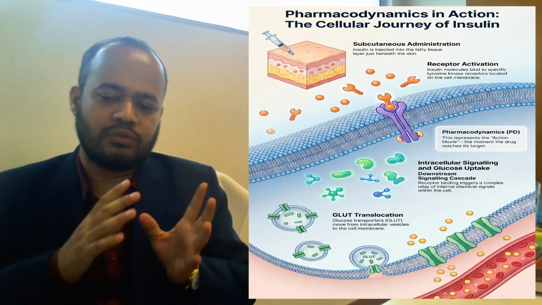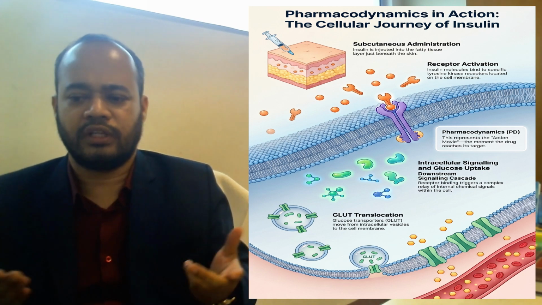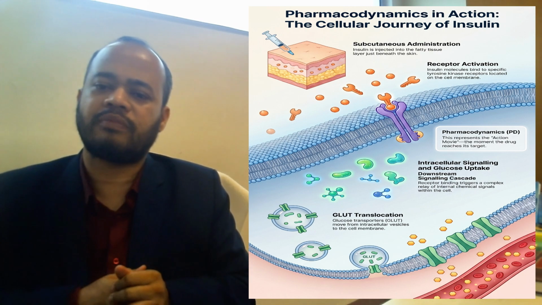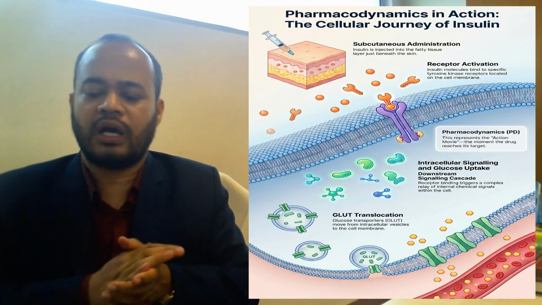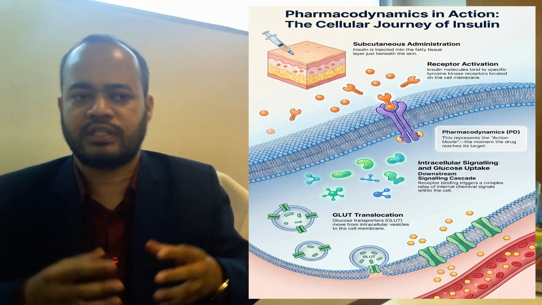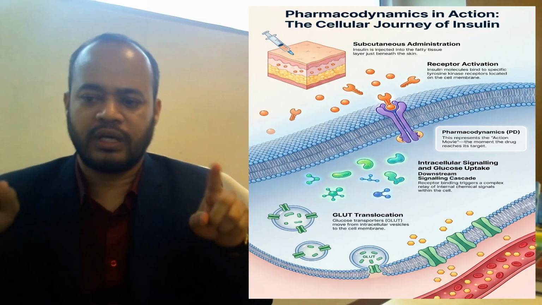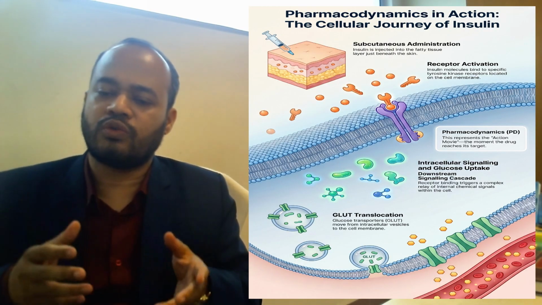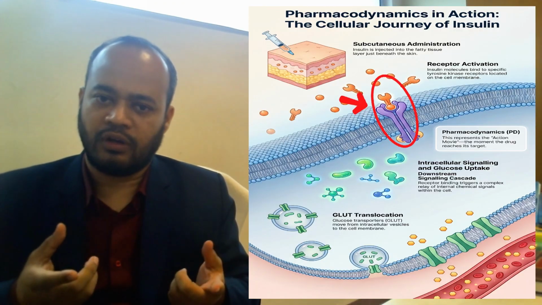I want to discuss pharmacodynamic with an example. For example, you take insulin. You have type 2 diabetes, so you take insulin subcutaneously. After administration, the insulin reaches the blood, and through the blood it reaches the cellular area. On the cell surface, there is a receptor specifically for insulin, known as the insulin receptor. So the insulin will bind with the receptor.